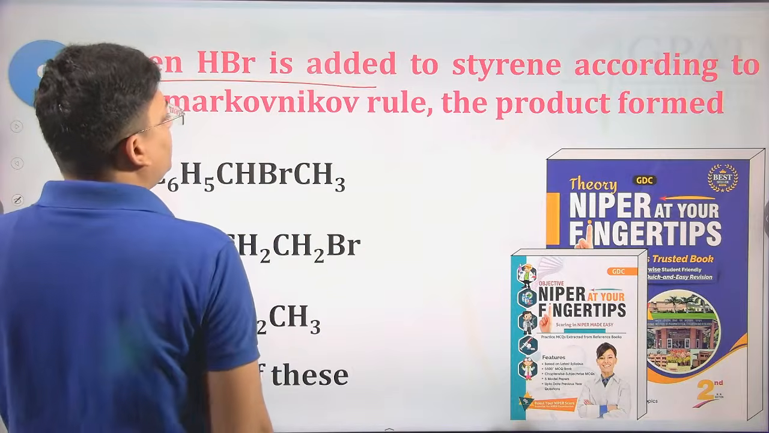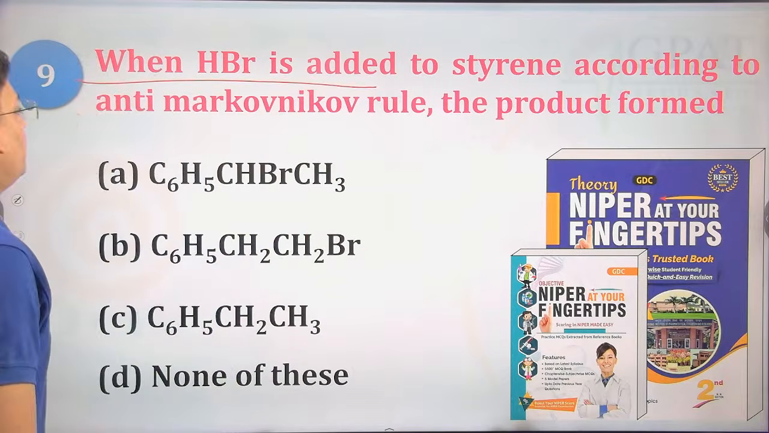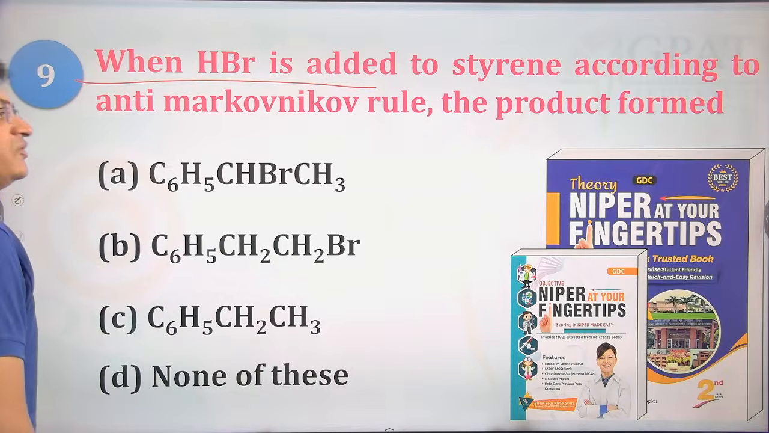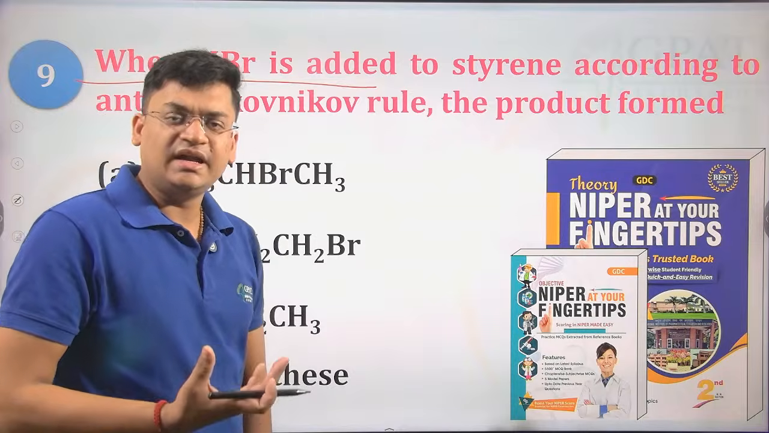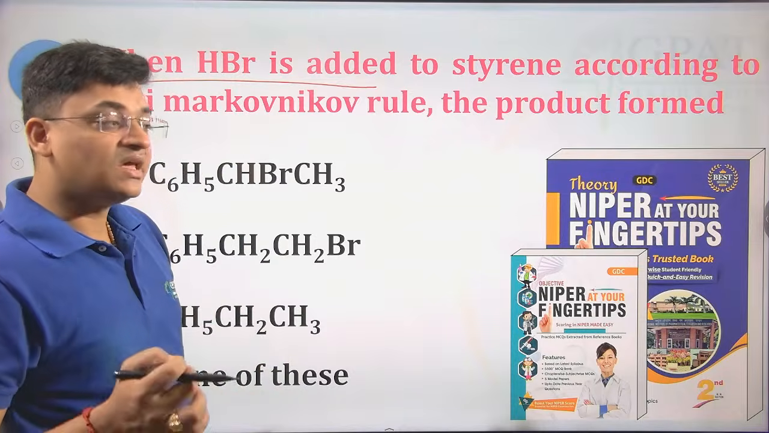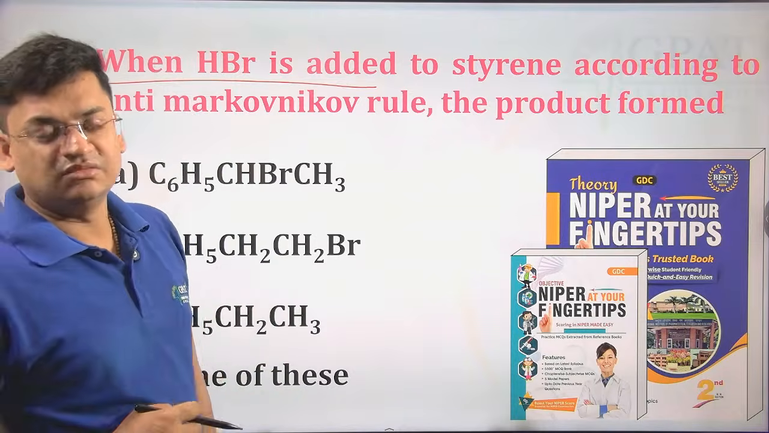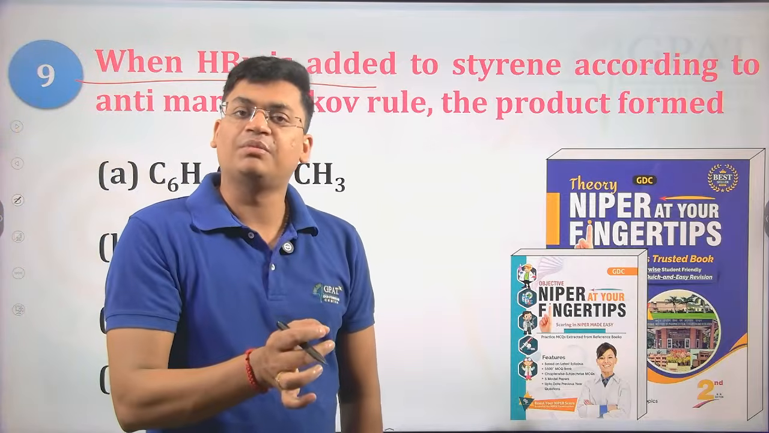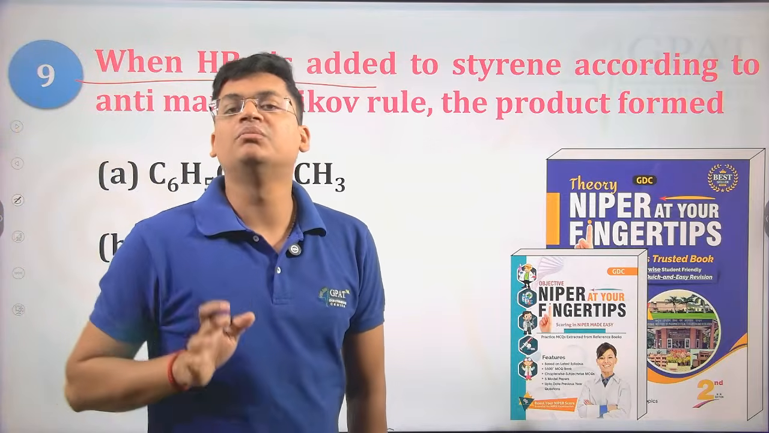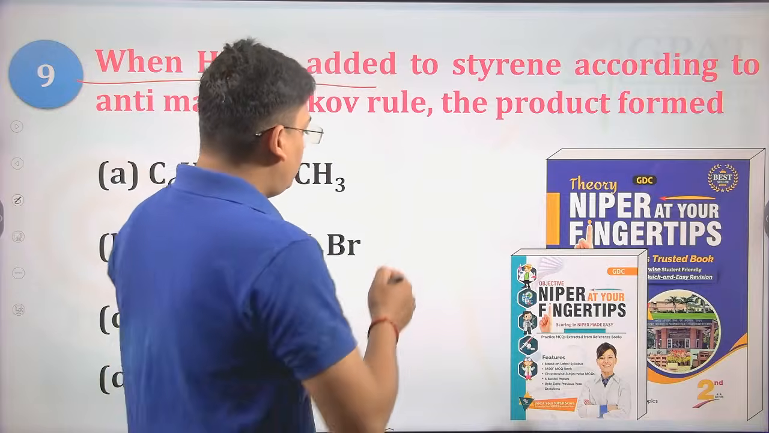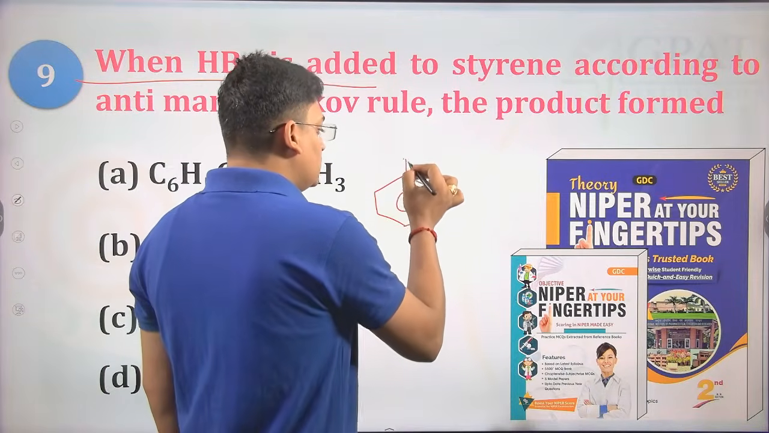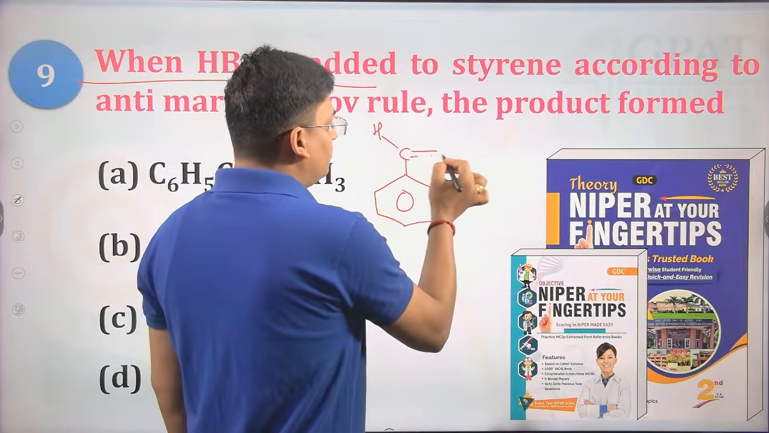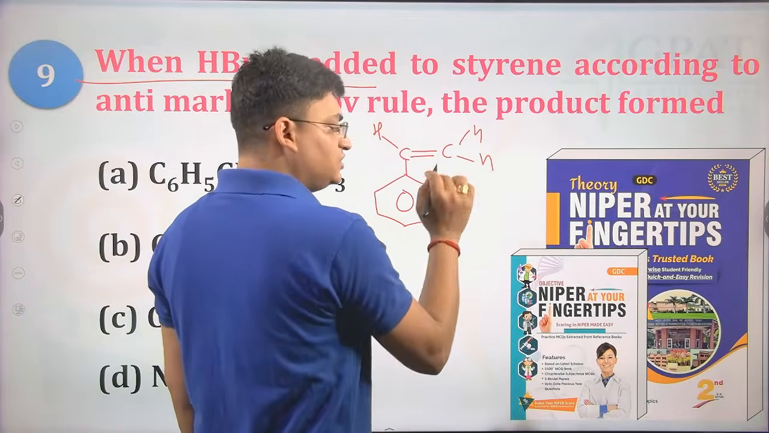When HBr is added to styrene according to anti-Markovnikov rule, the product formed is? So according to anti-Markovnikov rule, the reaction must be a free radical addition reaction. And in this case, the electrophilic part of the reagent must be added to that double bonded carbon atom which is having lower number of hydrogen atoms. So for styrene, we are having the structure like this, CH double bond CH2. So this is your styrene.